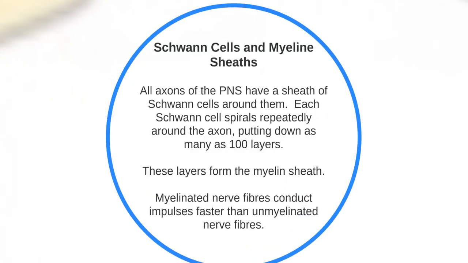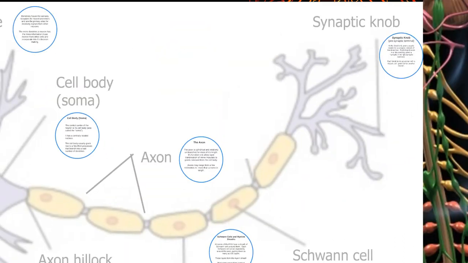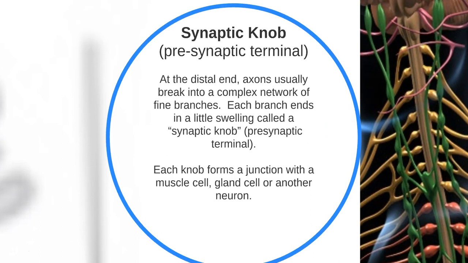So you could have as many as 100 layers, as the notes say here, around the axon, forming that myelin sheath. And the whole point of this nerve conduction is to get it to the end point, known as the synaptic knob, or what we'll learn as the presynaptic terminal. And what presynaptic terminal indicates is that it's one side of a meeting point between two nerves.